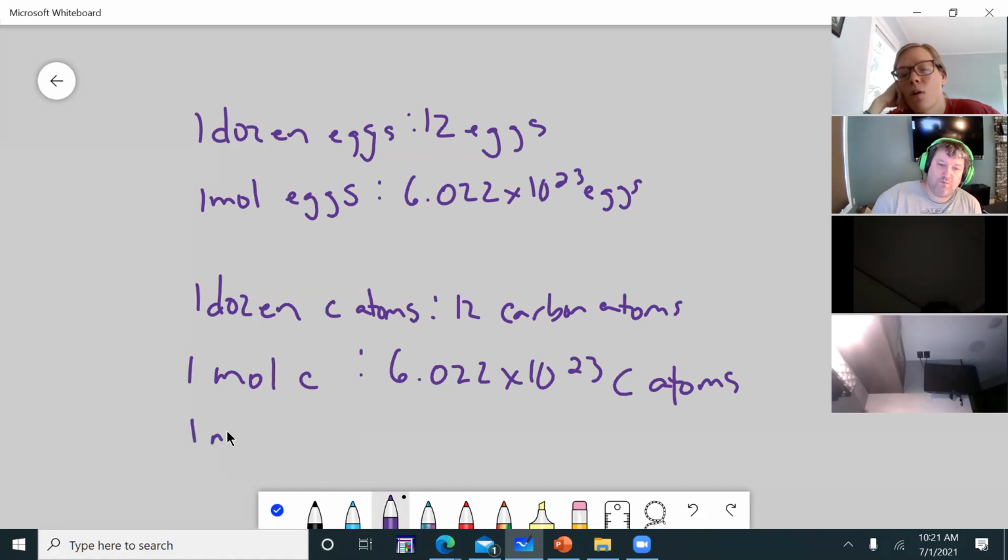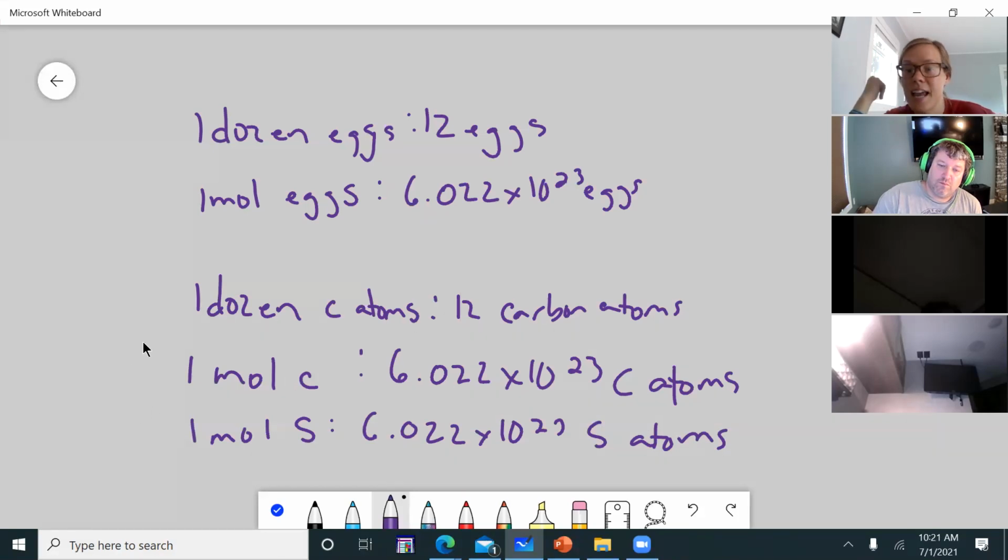What if I said I had 1 mole of sulfur? A mole of this and a mole of this are different, right? This is a mole of carbon. This is a mole of sulfur. It's still 6.022 times 10 to the 23rd, but it's talking about sulfur atoms as opposed to carbon atoms. Like a dozen eggs and a dozen people, there are 12 of them, but they are definitely not the same thing.